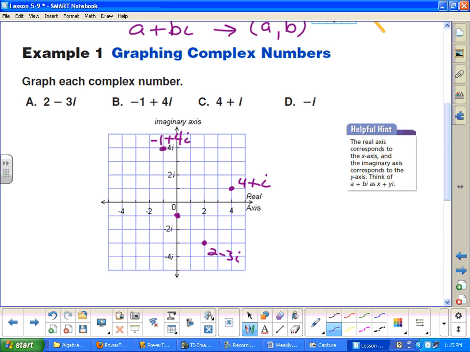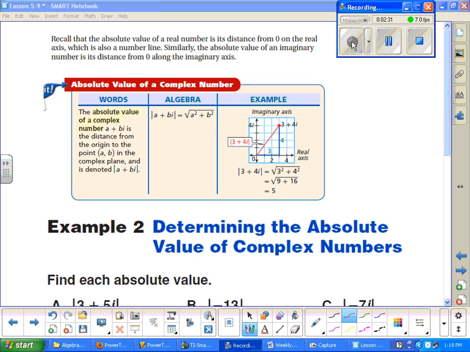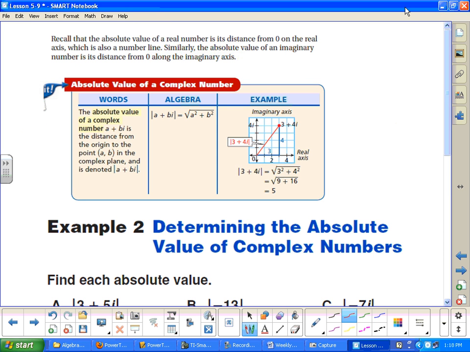So when you're graphing complex numbers, first of all, you make sure that it's in the form a plus bi. You go left to right, the value of A, and up or down, the value of B. Now that we know where those points go, one of the things we want to find is how far that point is from the origin, or from our starting spot.